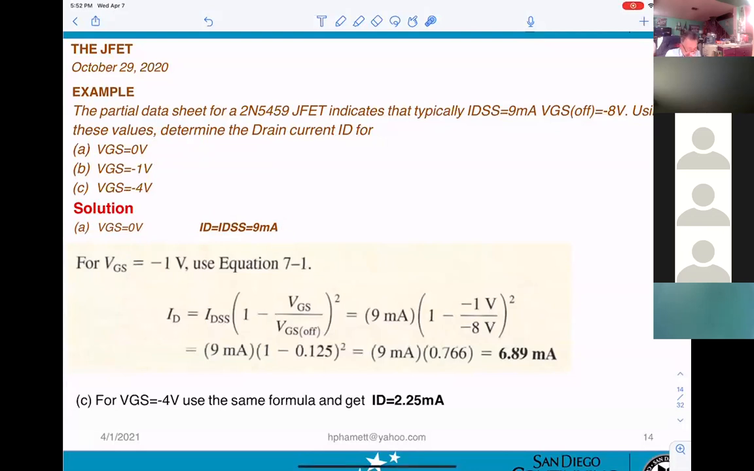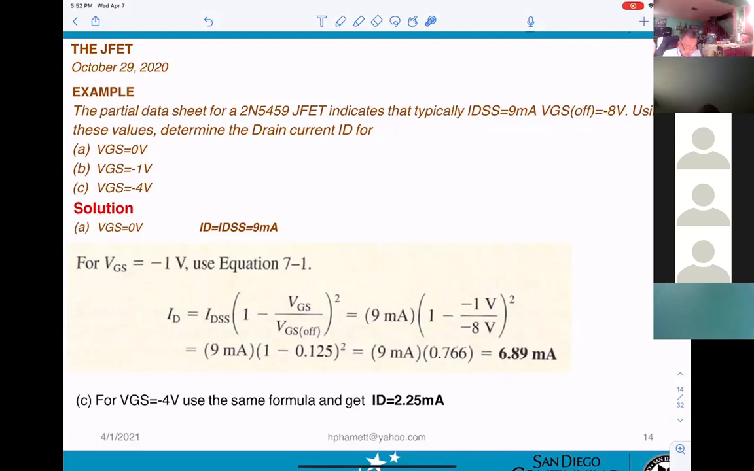And when VGS equals minus 1 volt, then you have to use the equation. I just gave it to you here. ID equals IDSS times 1 minus VGS over VGS off, squared. So 9 milliamp times 1 minus minus 1 volt over minus 8 volt, squared, and you get 6.89 milliamp.